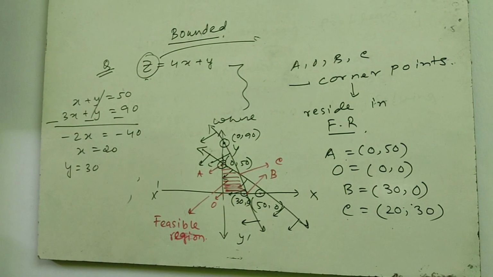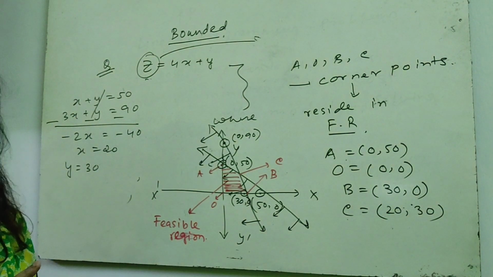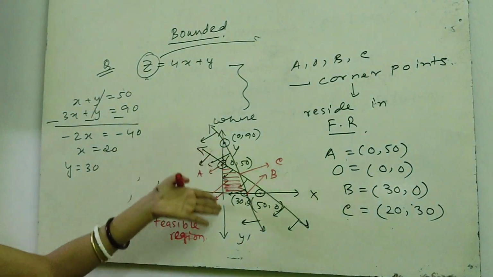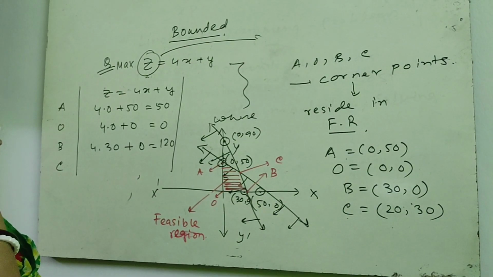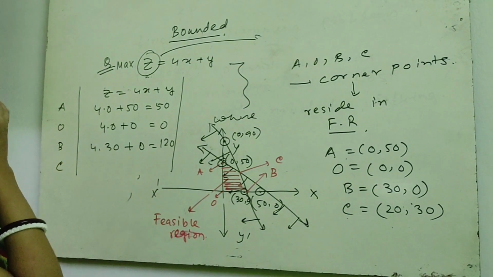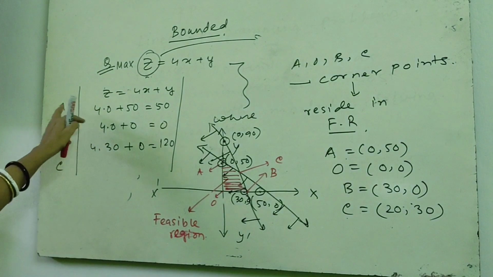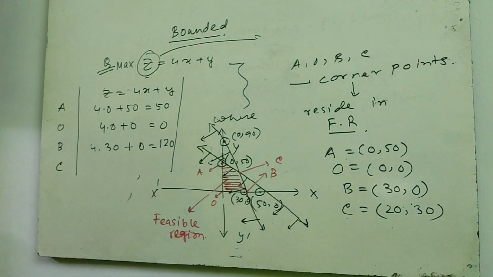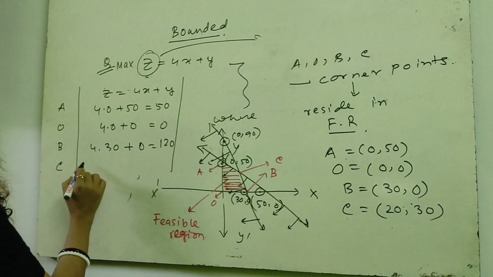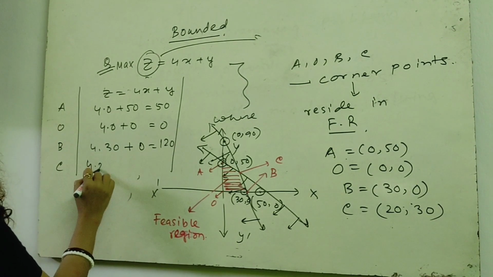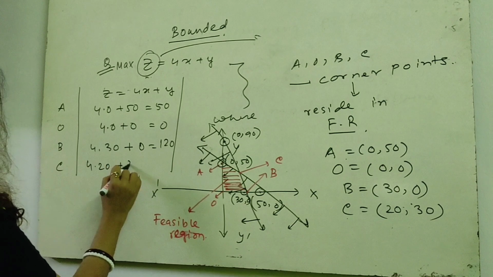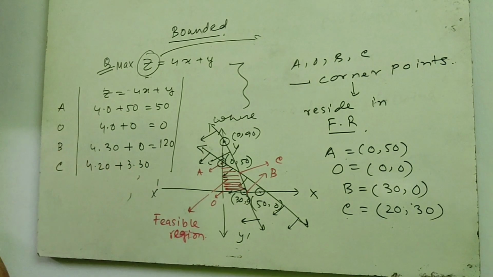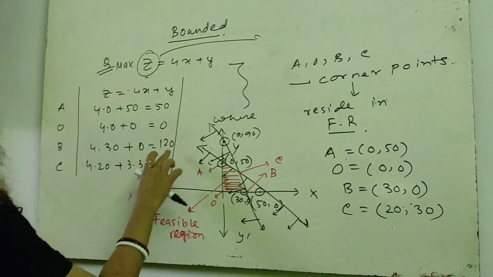Okay. So what we did, we first made the mathematical model. They told you to find the maximum value of z. So what I am doing, I am putting the values of A, O, B, C. Now for C, this is 4 into 20 plus 3 into 30. That is 80 plus 90.